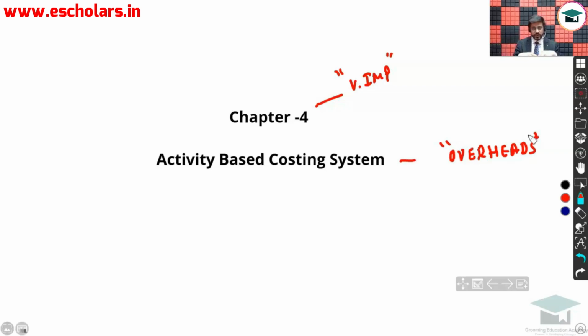So what you are going to do in this chapter is exactly the same as what you had done in chapter number 3. The only difference is the way of doing it. The method of doing it is different. That method is known as activity based costing system. But now, sir, why do we need it? We already have one system, absorption costing system. Then why another system? Same thing we are doing in a different way.